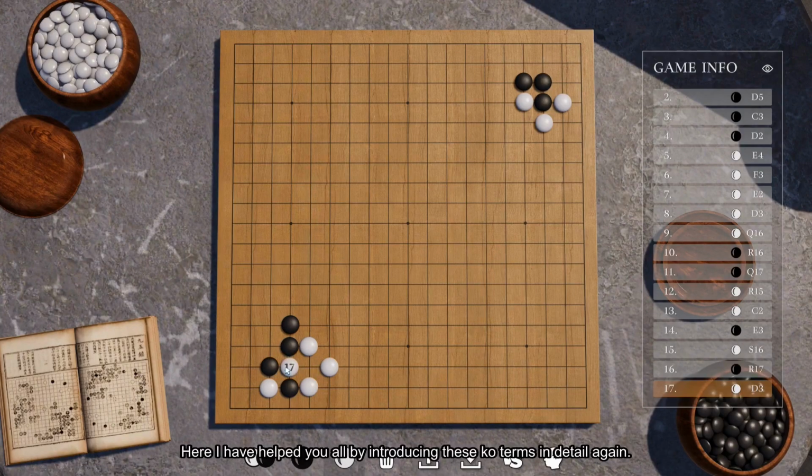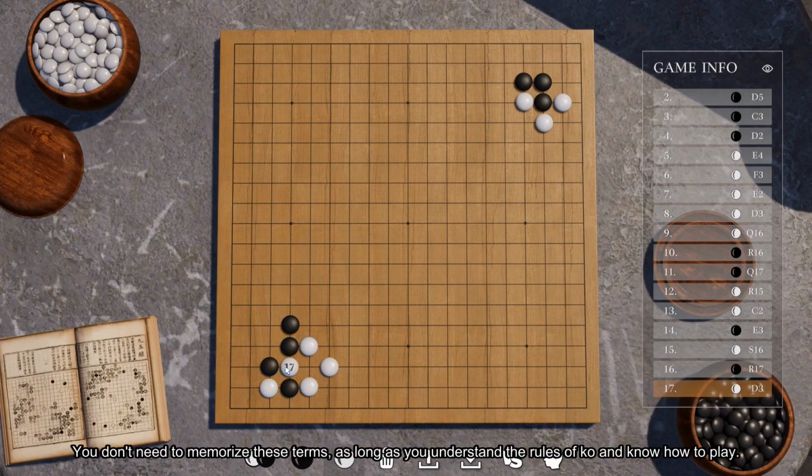Here, I have introduced these KO terms in detail again. You don't need to memorize these terms. As long as you understand the rules of KO, and know how to play.